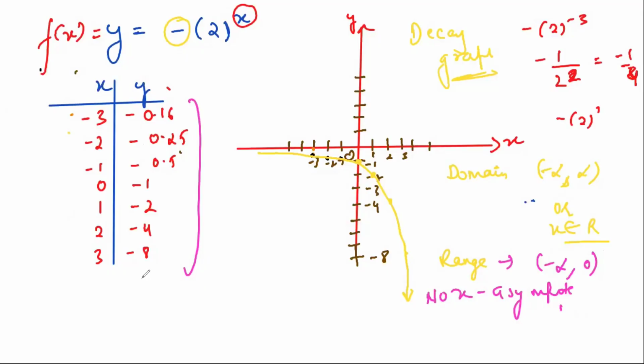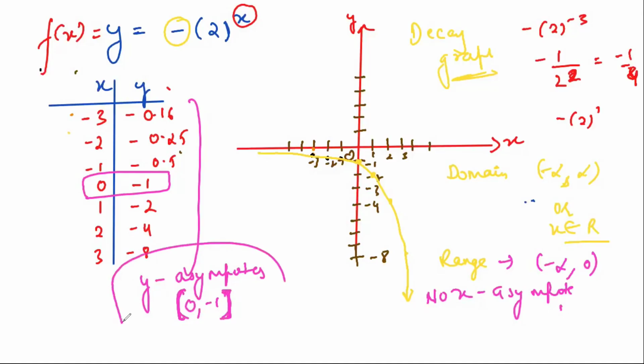And when we talk about the y asymptote, those are the values where x is 0. So where x is 0, my y is negative 1. So it's (0, negative 1), right? Use the round bracket to show the coordinate. So this is the y asymptote, this is the x asymptote. Now, please remember, asymptotes we also call intercepts.